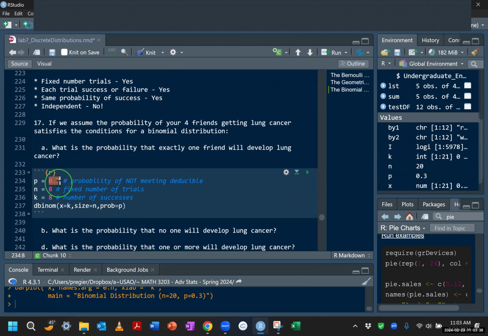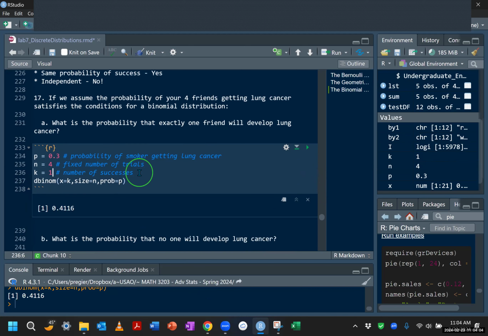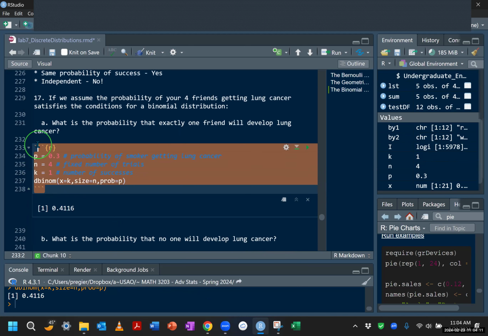Let's see, the probability of success of getting lung cancer. I'm going to say the probability of a smoker getting lung cancer. This helps me understand what I'm looking at. It was 30%. And we're looking at N is 4 friends, and the number of people getting lung cancer is just 1. Chance that exactly 1 person gets lung cancer. So 41% chance. Ooh, it's a little scary. That means of my friends, there's a 40% chance that one of them is getting lung cancer.